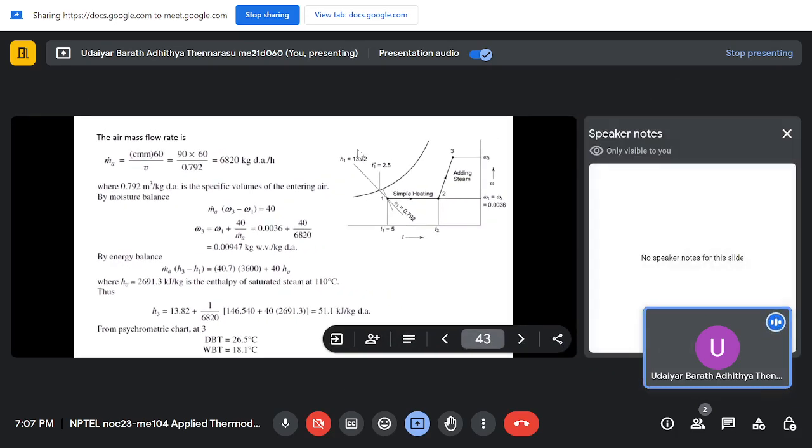So from the psychrometric chart, we now know two values, enthalpy and specific humidity. So we can find out dry bulb and wet bulb temperature correspondingly. So we will take constant enthalpy lines and constant specific humidity lines. Where it meets will be state 3. So the corresponding dry bulb temperature is 26.5 and the corresponding wet bulb temperature will be 18.1 degrees Celsius.